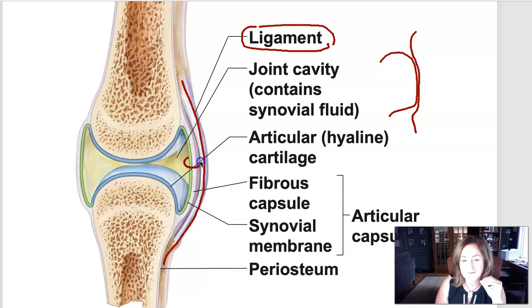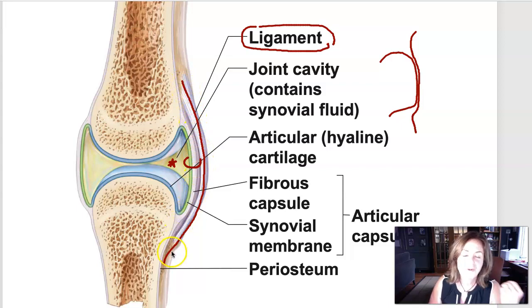I talk about that in the video with the structure of the joint. It's basically a continuation of the periosteum, the fibrous periosteum lined with synovial membrane. Okay, the synovial fluid's in here. And so to make that a little bit stronger, you can have a ligament go over the top of that.